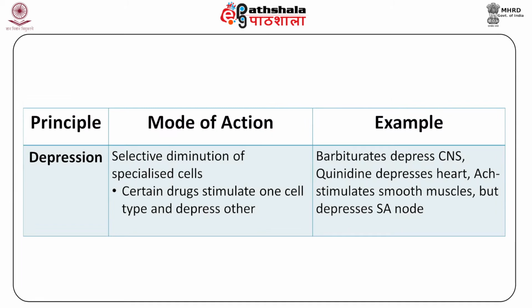Second principle is depression. In this, the mode of action is selective diminution of activity of specialized cells. Certain drugs stimulate one cell type and depress others. Example, barbiturates depress the central nervous system. Quinidine depresses the heart. Ach stimulates smooth muscles but depresses the SA node.